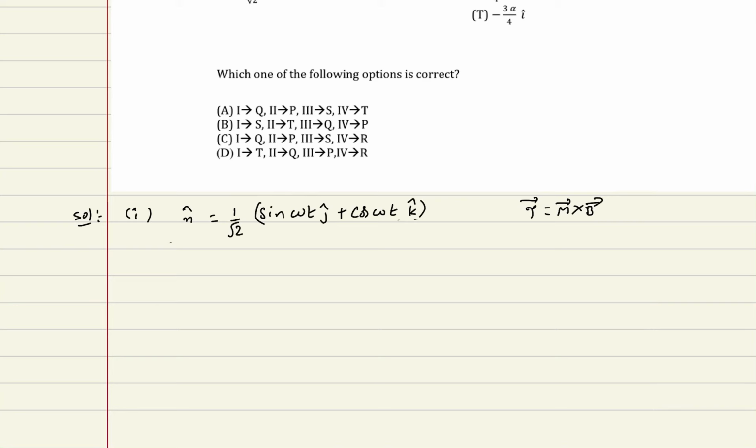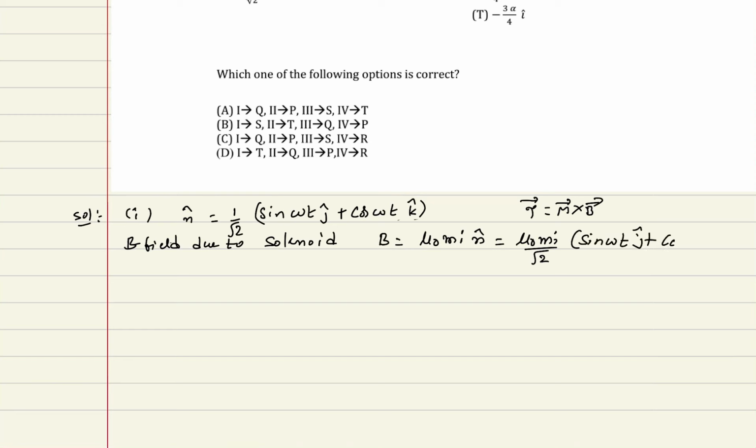First, we calculate the value of B bar so that we can substitute it there. What is the magnetic field? B bar is due to the solenoid. The magnetic field due to the solenoid can be written as B equals mu naught into m, the number of turns per unit length, into I into n cap. So we can write the value as mu naught m I divided by root 2 into (sin omega t j cap plus cos omega t k cap).